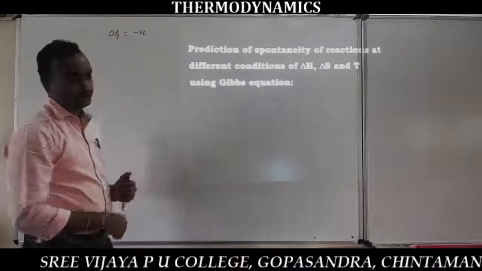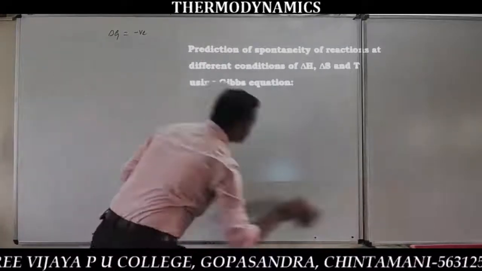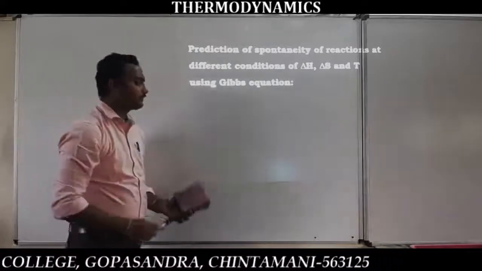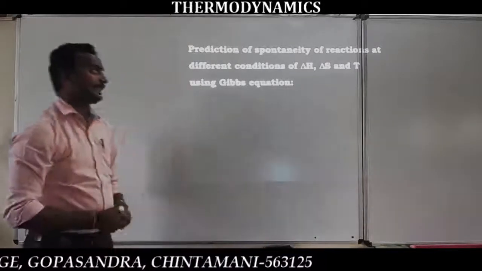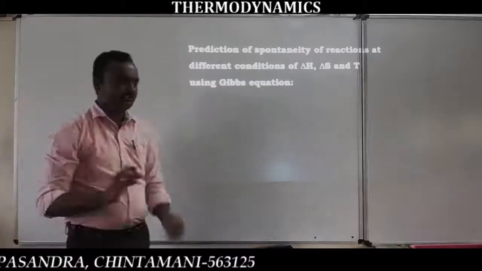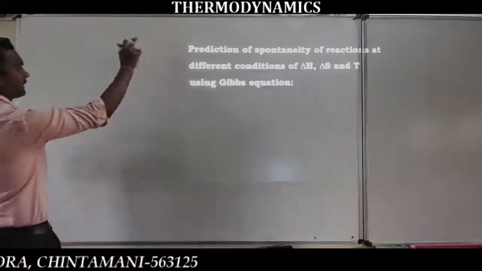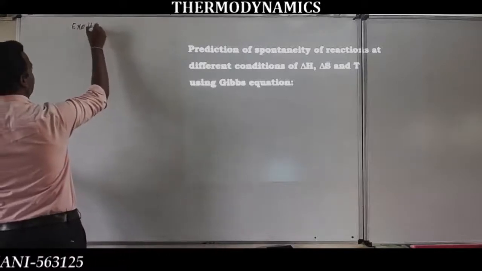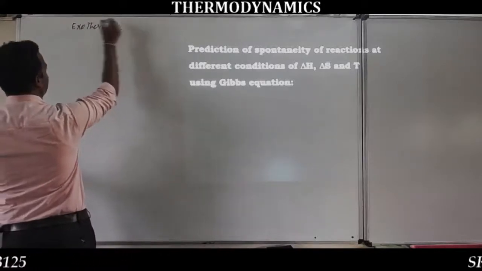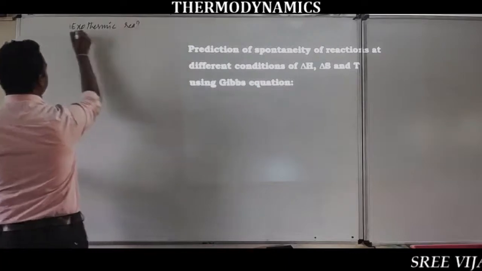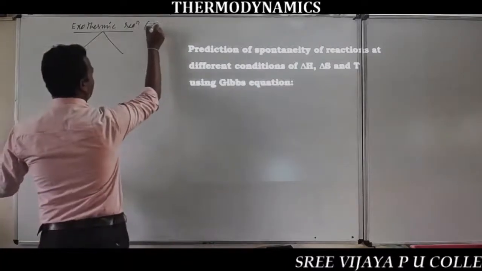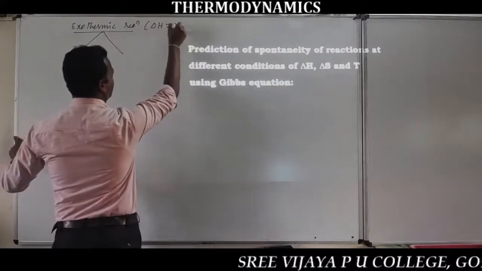Next, prediction of spontaneity of a reaction at different conditions of delta H, delta S, and T using the Gibbs equation. This is a very important, repeatedly asked question in competitive exams. Let me take the first one, the exothermic reaction. So in an exothermic reaction, delta H is negative.